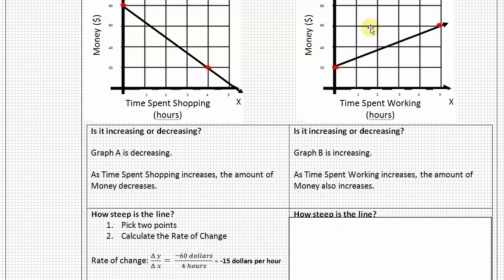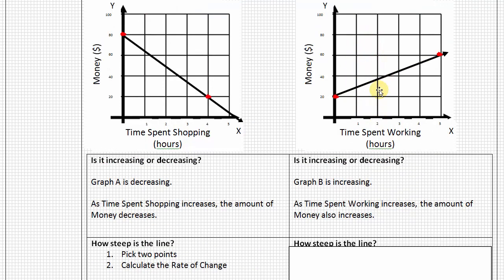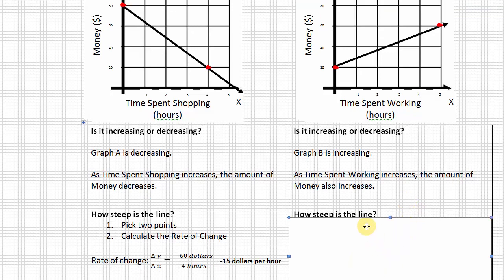So we want to do that same thing for graph B. What do you think it's going to be? So I've marked our 2 points here. Again, we want to look at the change in y compared to the change in x for those 2 points. Let's take a look.